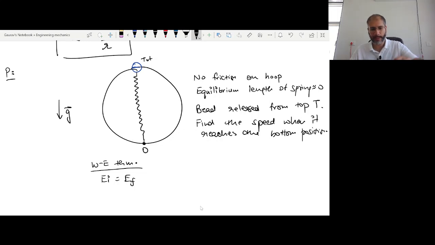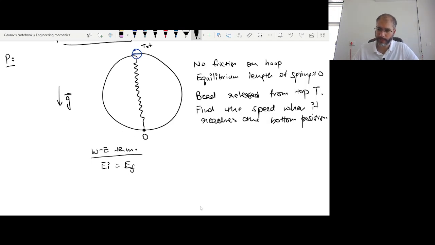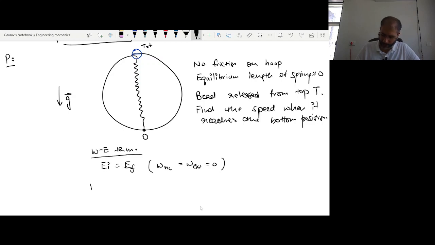So we can neglect the motion of earth. If you're talking about two large bodies like two planets, then we'll have to consider both of them if they're of equal masses. Anyway, so this can be used because work due to non-conservative internal force and work due to external force both are 0. So if I apply this, then we get the velocity, the speed of the bead when it reaches the bottom position. So that is VO as this expression.